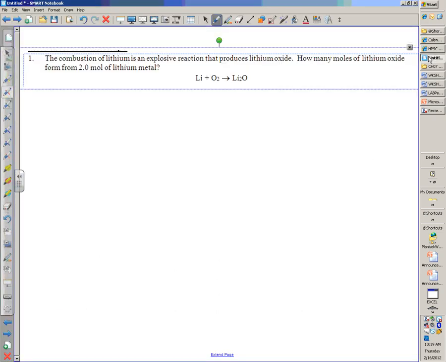So number one says, the combustion of lithium is an explosive reaction that produces lithium oxide. How many moles of lithium oxide form from 2.0 moles of lithium metal?